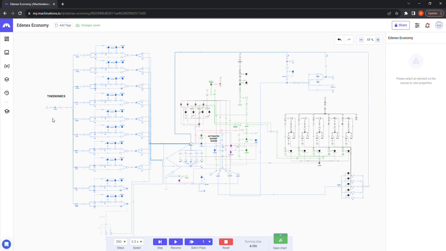Hello, Edenex. This is a recording to go over the Machinations diagram for your token economy. So from a high level, and then we'll go down into a little more detail. Over here is our tokenomics.